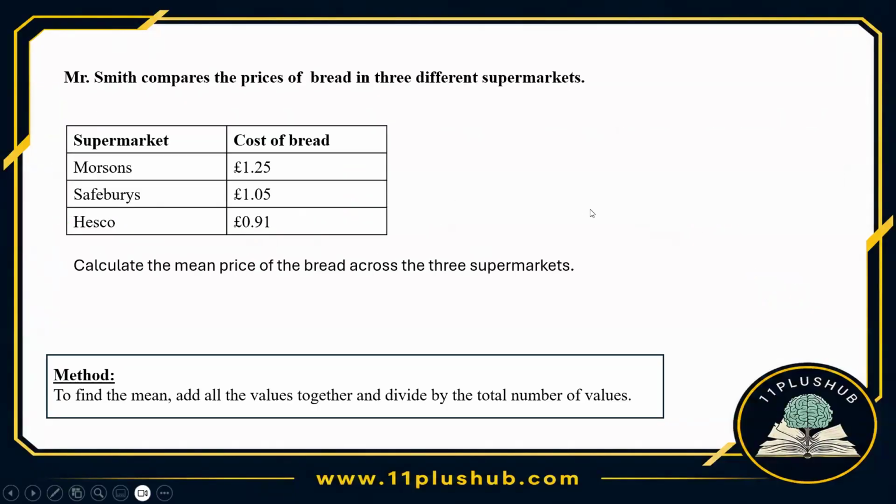Mr. Smith compares the prices of bread in 3 different supermarkets. In Mawson's, it costs £1.25. In Sainsbury's, it costs £1.05. And in Tesco, it costs 91p. Can you calculate the mean price of the bread across the 3 supermarkets?